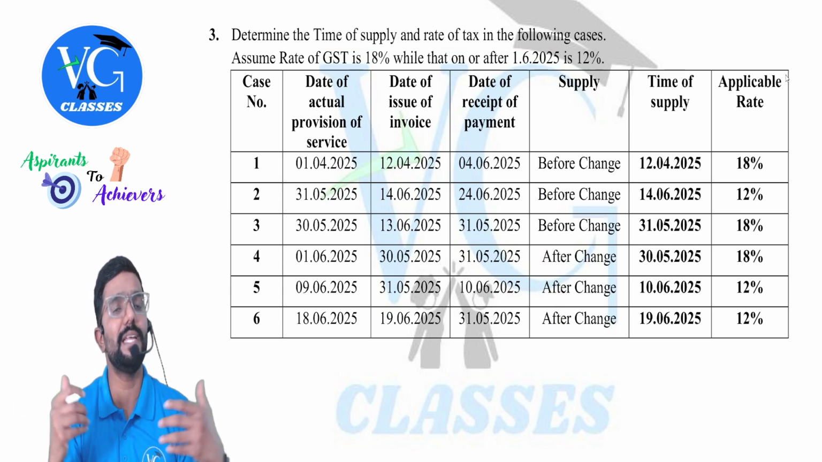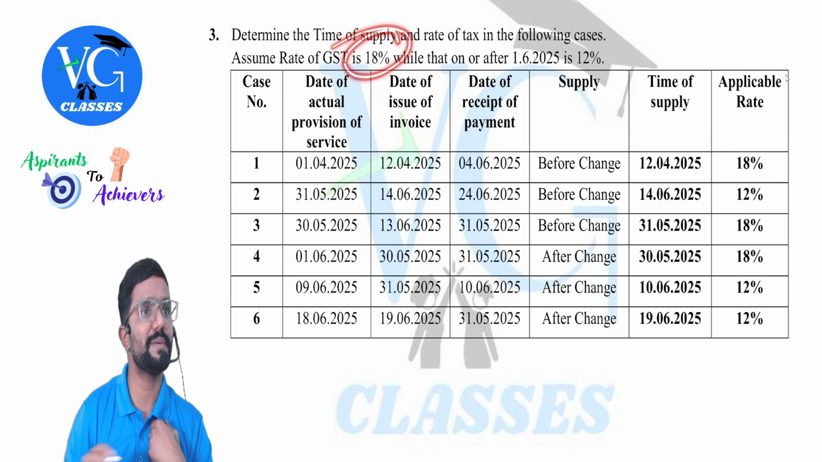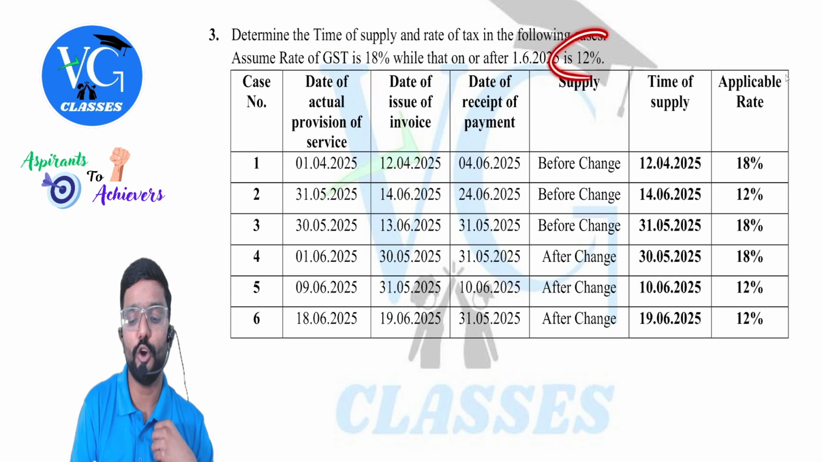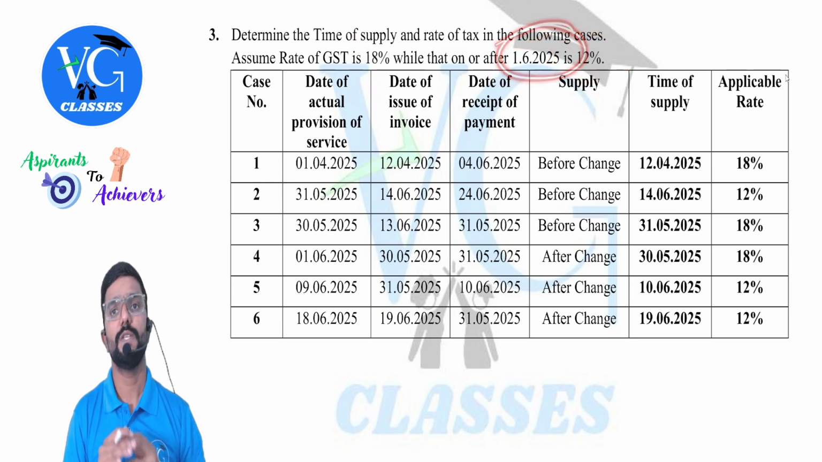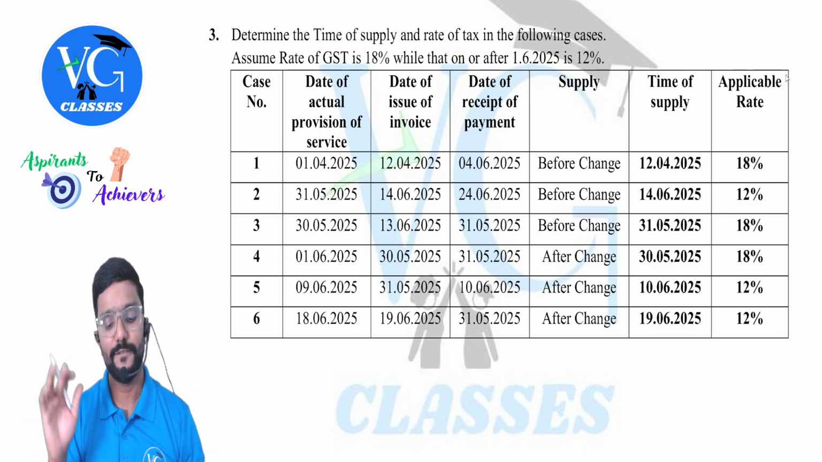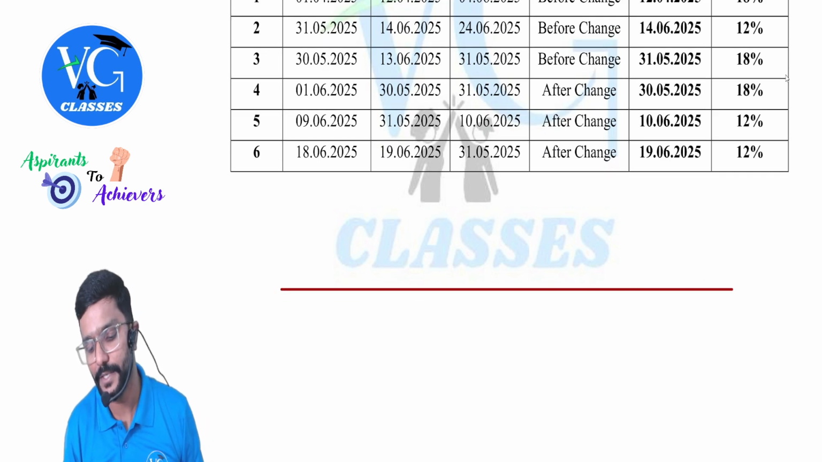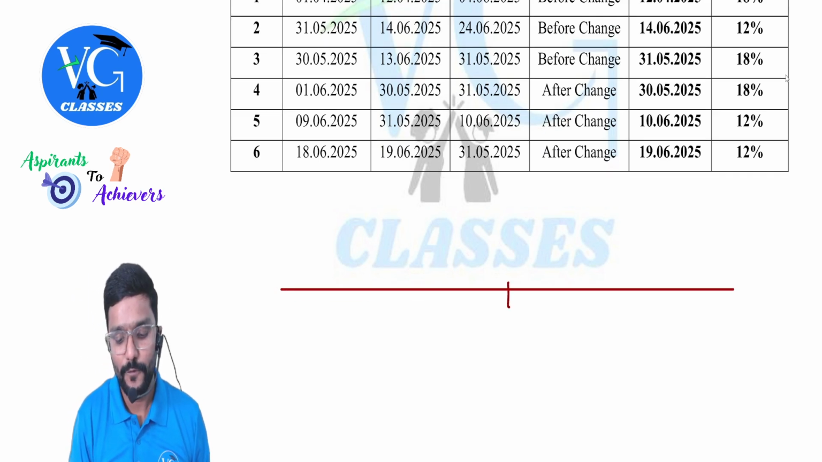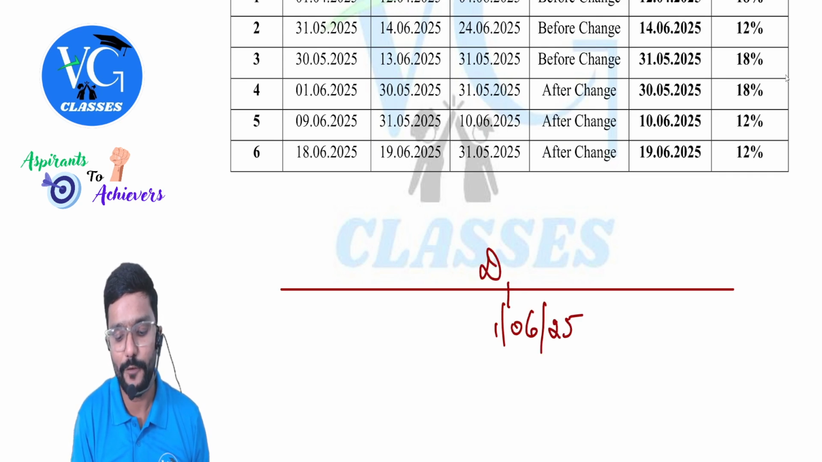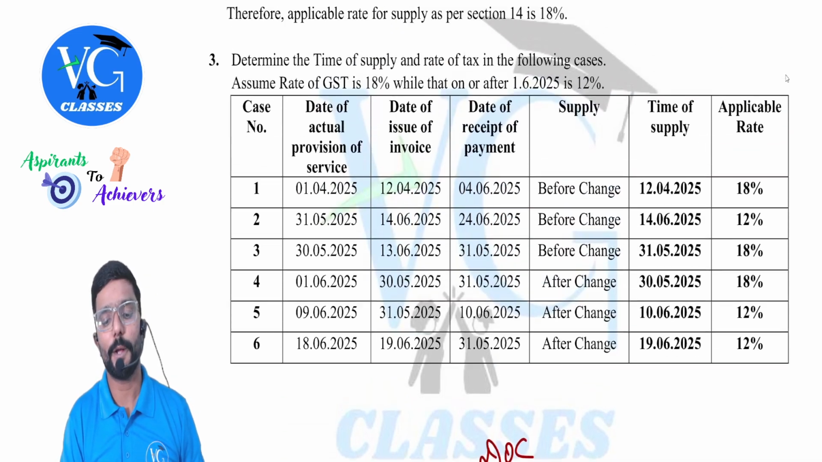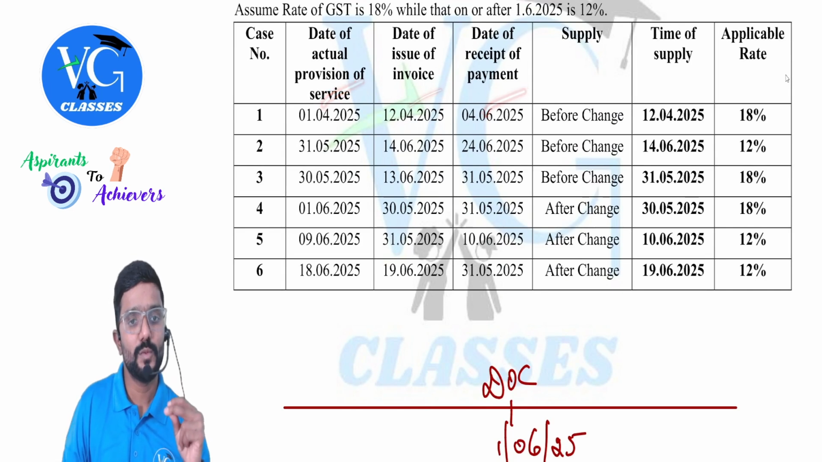Means there is a change in the rate of GST. Previously it was 18%. Now it has changed to how much? 12%. From what date? 1st June. So the date of change is 1st June, guys. Let me try to draw the timeline for it. So 1st June 25, that is the date of change. They have also given 3 different events.